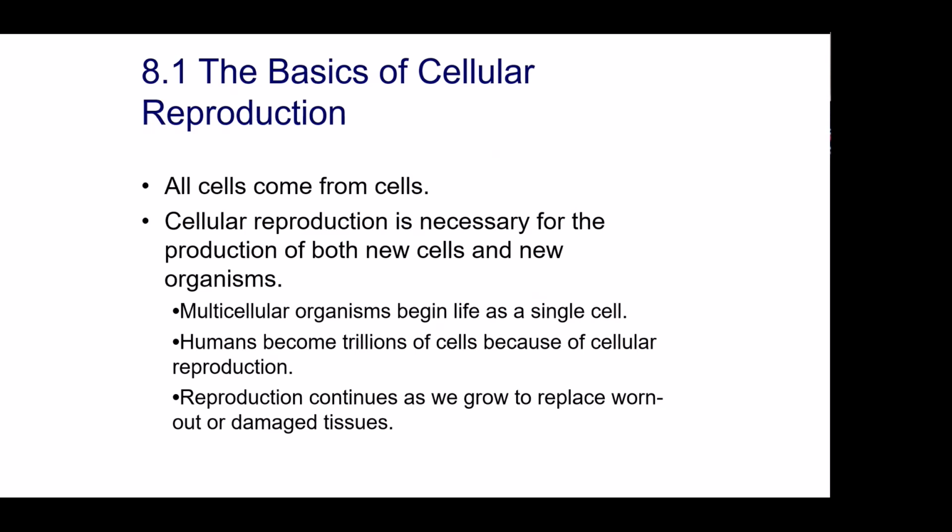So all cells come from cells. We talked about that a little bit already with the cell lecture, basically cell theory. And of course, making new cells and often making new organisms all require that process of cellular reproduction. We start from a simple single cell, a fertilized zygote, and from that we go through trillions of cell cycles, and of course continue to do so throughout our entire life.